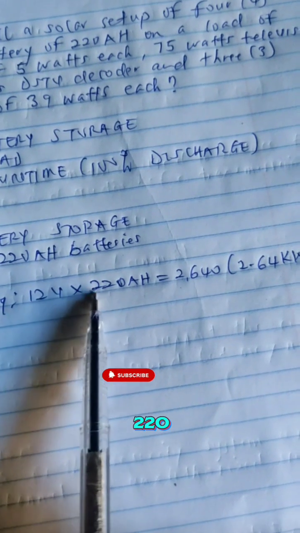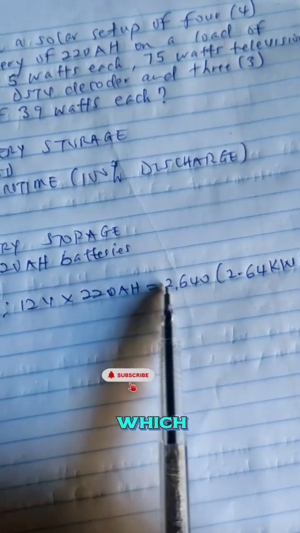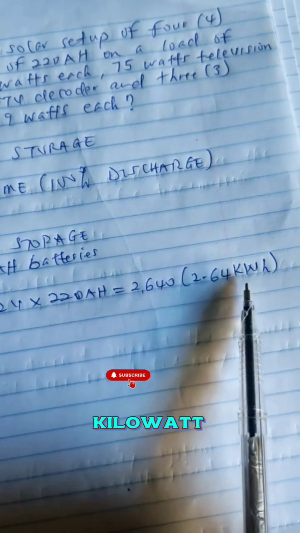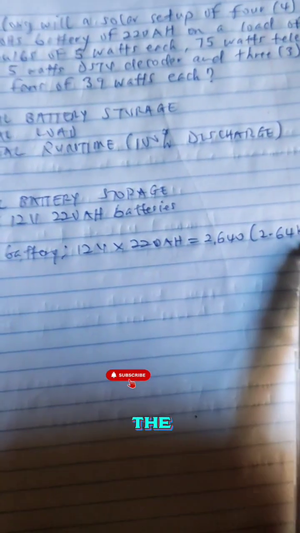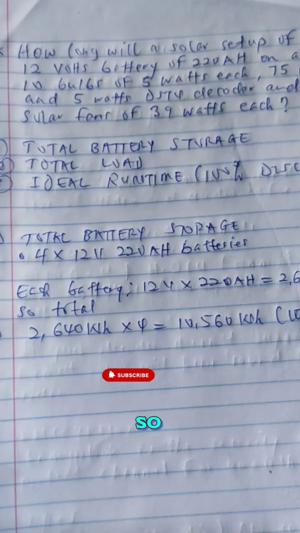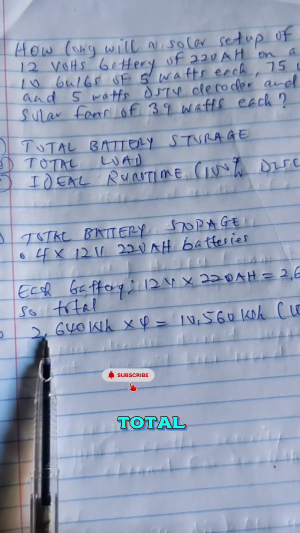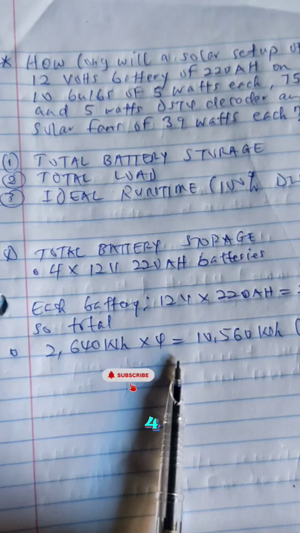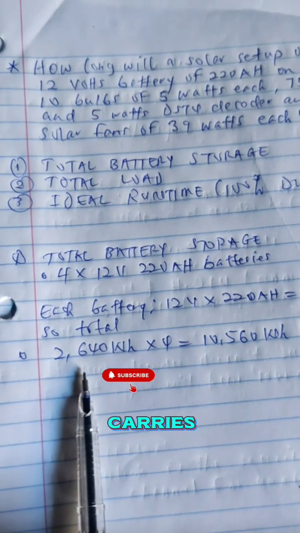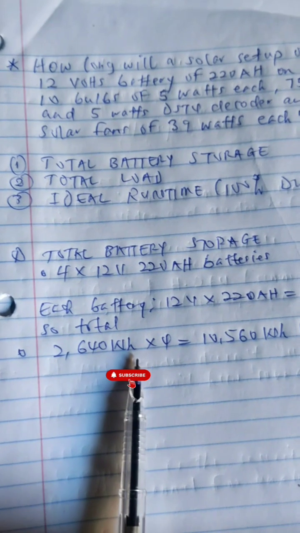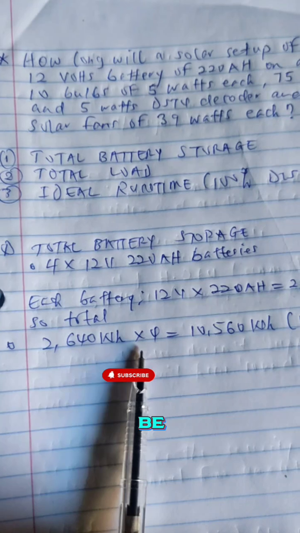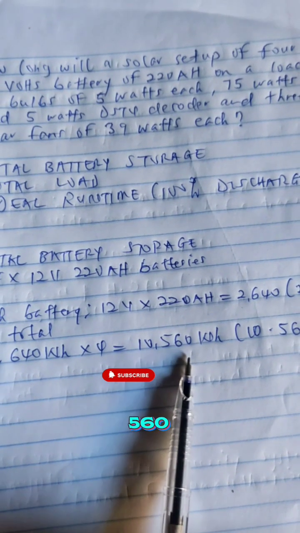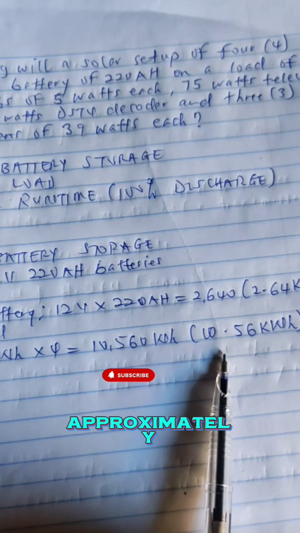So the total is going to be 2,640 watt hour times 4. Each of the batteries carries 2,640 watt hour, and since we have 4 batteries, we times 4 and have a total of 10,560 watt hour, which is approximately 10.56 kilowatt hour. So that is the total battery storage. Next we are going to calculate the total load.